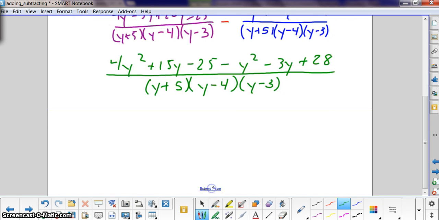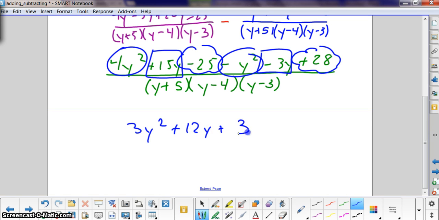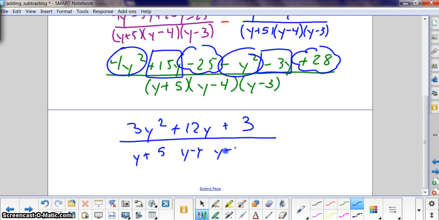Now I'm going to combine my like terms for the numerator. I have 4y squared minus y squared, which gives me 3y squared. Now I have 15y minus 3y, which gives me plus 12y. Minus 25 plus 28 gives me plus 3, all over (y + 5)(y - 4)(y - 3). That's a 4.